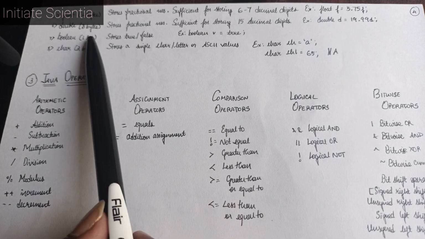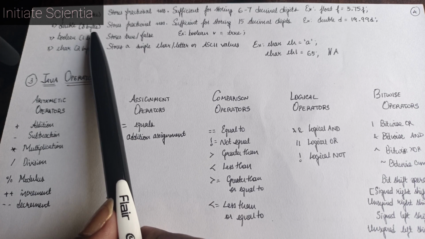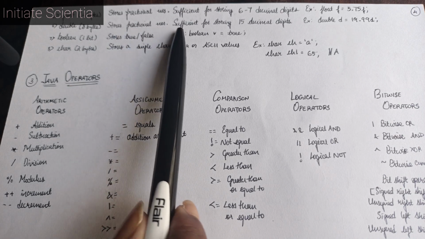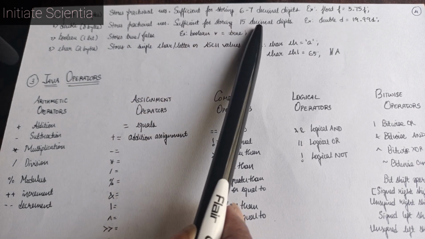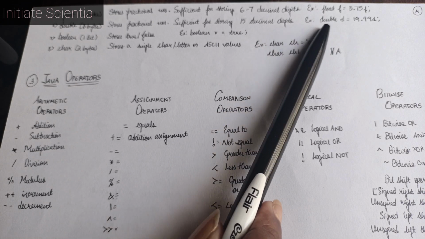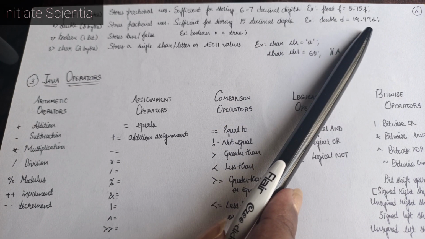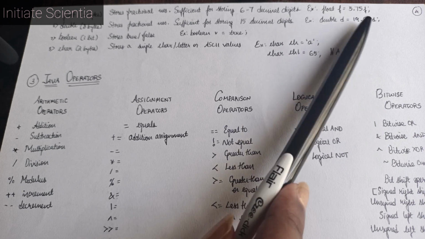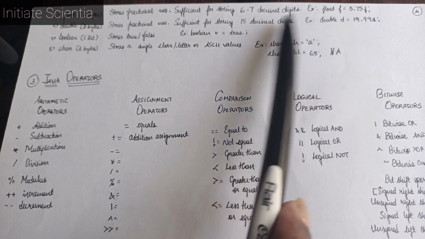Double. It has 8 bytes of space allocated for it. Stores fractions and numbers. This is sufficient for storing 15 decimal digits. Example: double d = 19.99d. Here we append it with d.